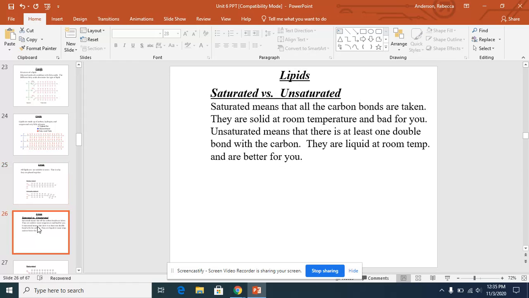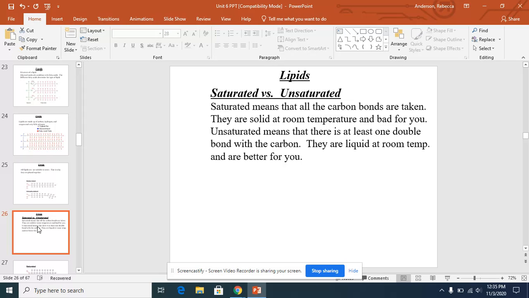Okay, so saturated versus unsaturated. Saturated means all the carbon bonds are taken. They're all single bonds. They are solid at room temperature and are typically unhealthy for you. Unsaturated means there's one double bond. They are liquid at room temperature and they are better for you.